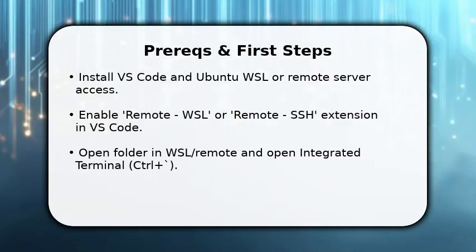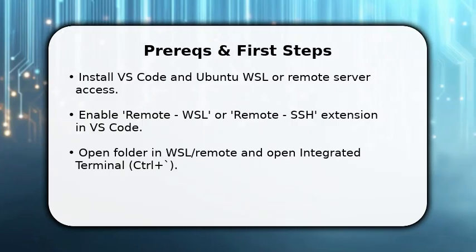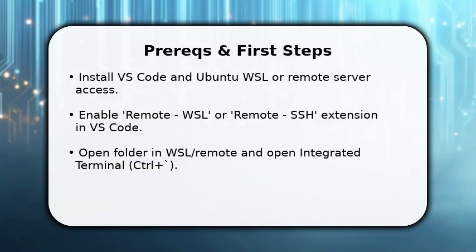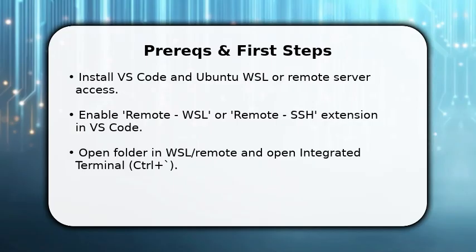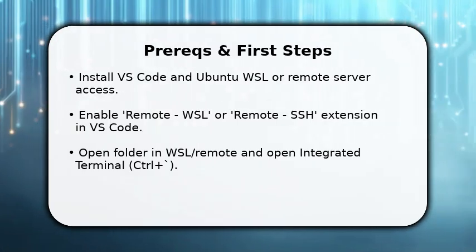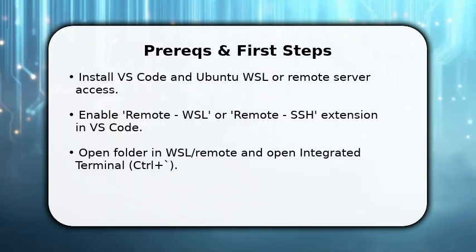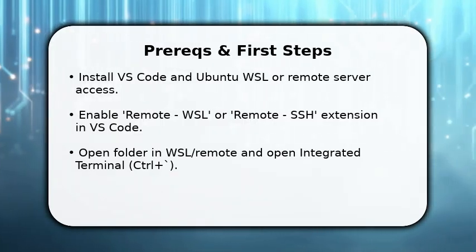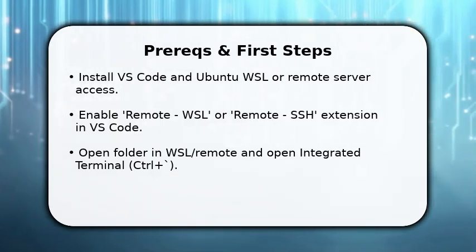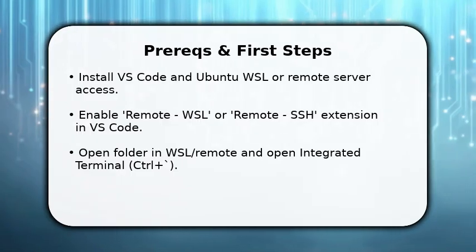You will start by ensuring VS Code is talking to your Ubuntu environment. Install the Remote WSL or Remote SSH extension and connect to the Ubuntu instance. This lets VS Code run terminals and tasks inside Ubuntu. Once connected, open your project folder in that remote workspace and press Ctrl+ to open the integrated terminal.